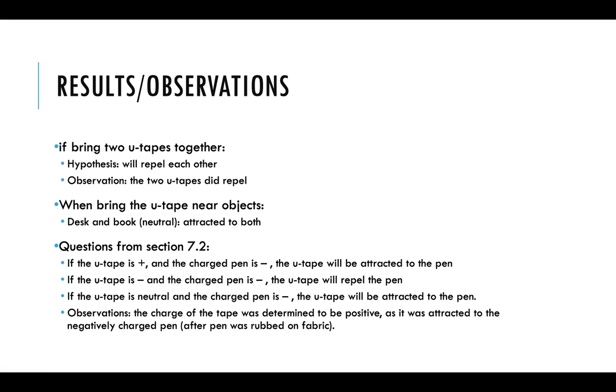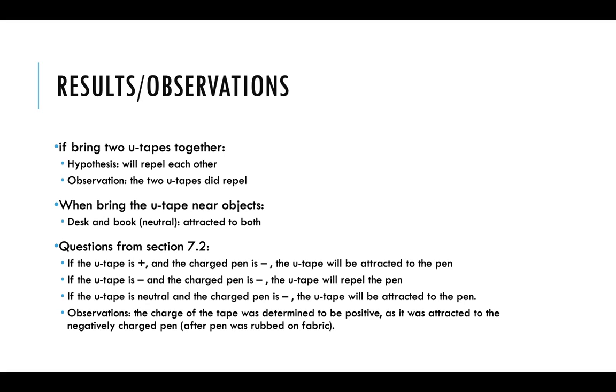Some results and observations: I found that if you bring the two tapes together, they will repel each other, as I hypothesized. When you bring the tape near other neutral objects, such as a desk and a book, it will be attracted to both. Some of the questions I answered are from section 7.2 in the protocol.